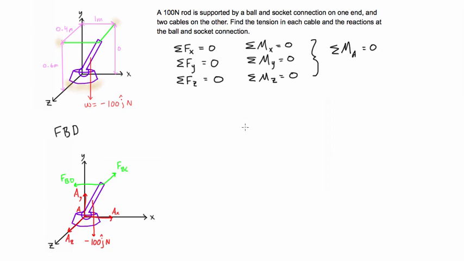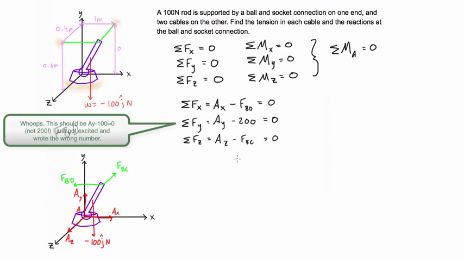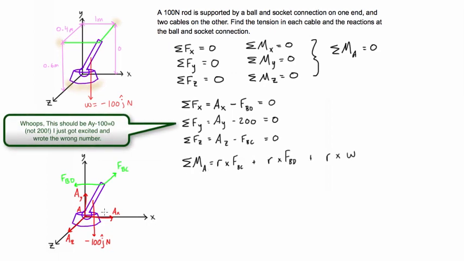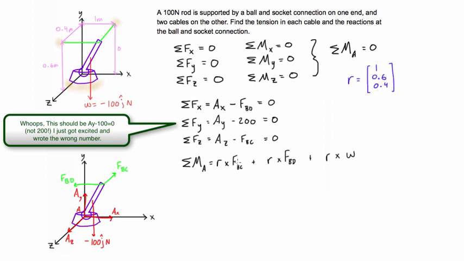So when we go through and solve this, we'll just do the sum of forces in the x, y, and z direction. And then we'll have our sum of moments about A, where R is the position vector from A to the point where these forces are acting on this object. And these forces by component are like so.